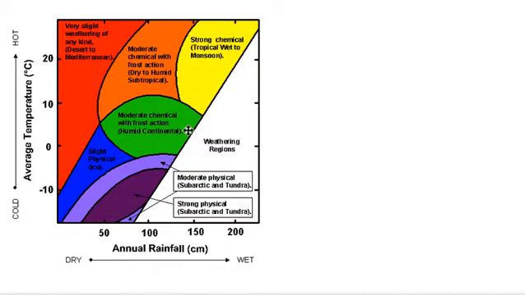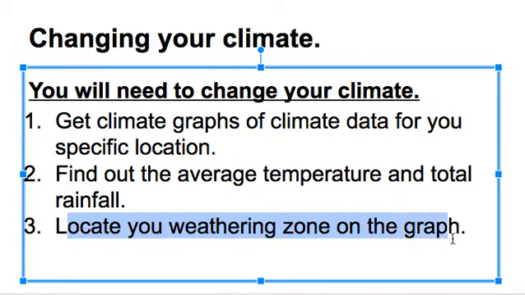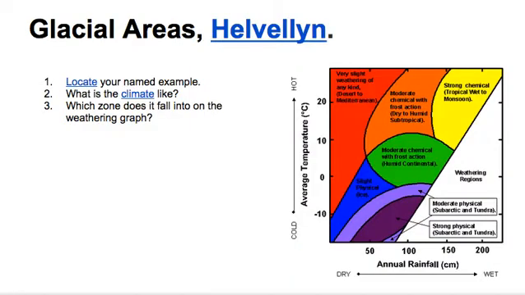Pause the video now and think which zone, yellow or purple, would apply to your climate. Hopefully you paused the video and thought about changing your climate. Now you need to get climate graphs for your zone. You need to find out the temperatures and the total rainfall. You need to locate your weathering zone based on your climate graph here. Which colour does your zone fall under?